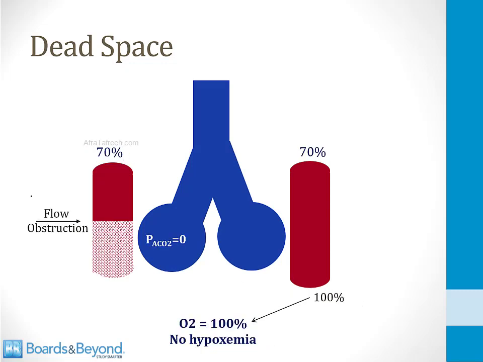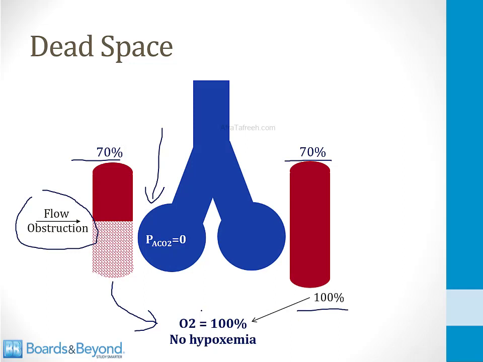Now let's imagine we have a disease process that causes flow obstruction to the alveolus on the left. This is going to turn this alveolus into dead space because it is ventilated but no longer perfused. Blood will try to enter this alveolus at 70% oxygen saturation, but it's not going to leave, so the left alveolus, which is dead space, makes no contribution to the arterial oxygen concentration. The alveolus on the right still works, so blood comes in at 70% saturation, it's fully saturated, and it leaves and goes to the arterial system.